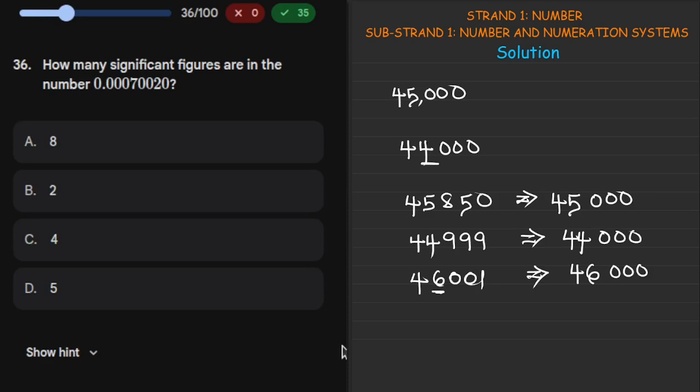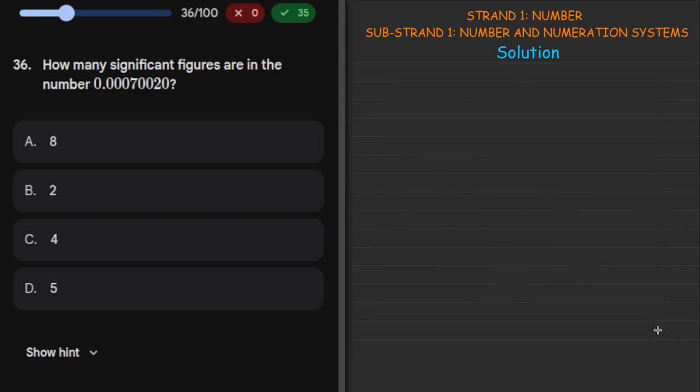Our next question says, how many significant figures are in this number we see over here? So we have 0.0007 and then 0020. How many significant figures do we have? For these zeros, we call them leading zeros, and leading zeros are all not significant. Hence, there are 0 here.